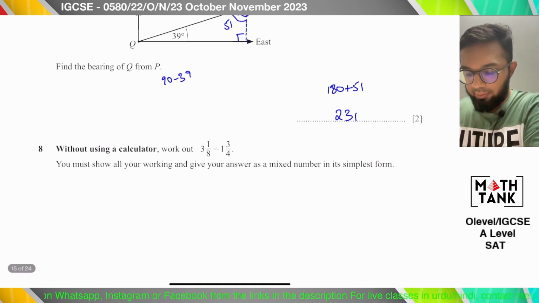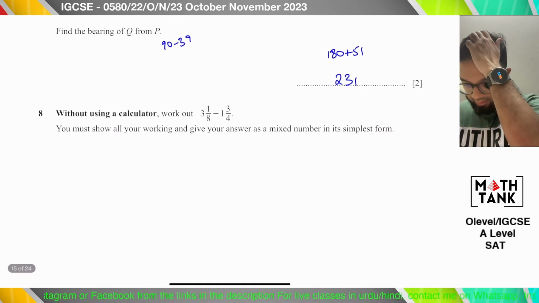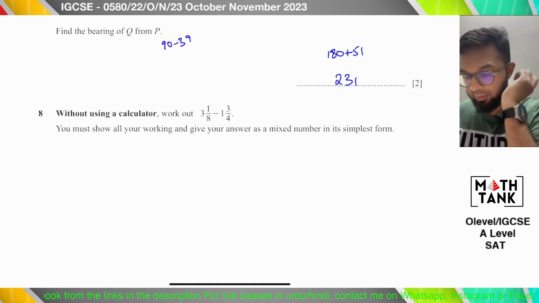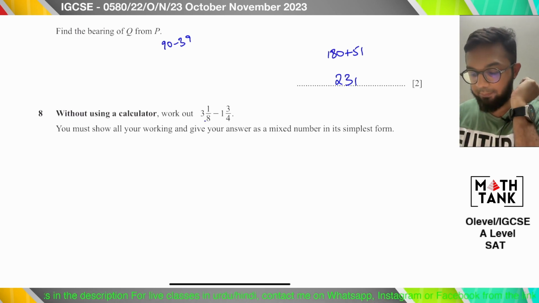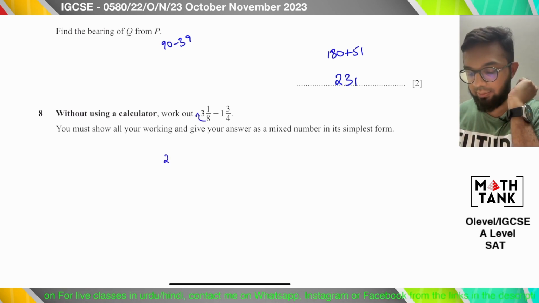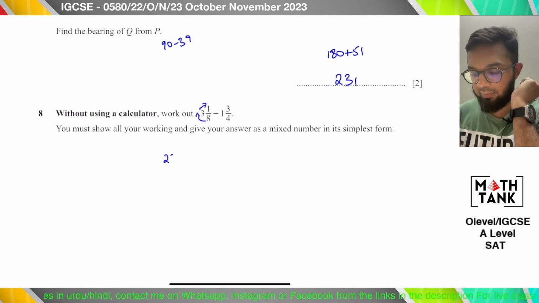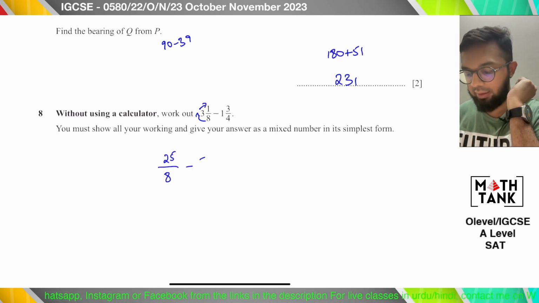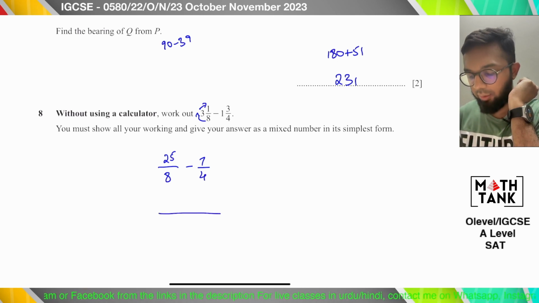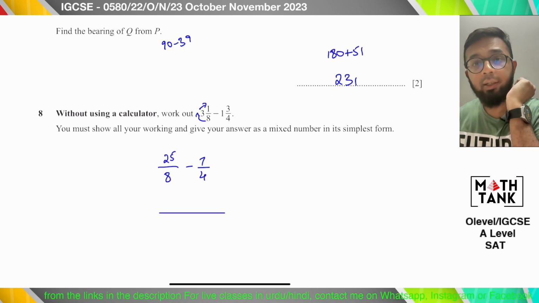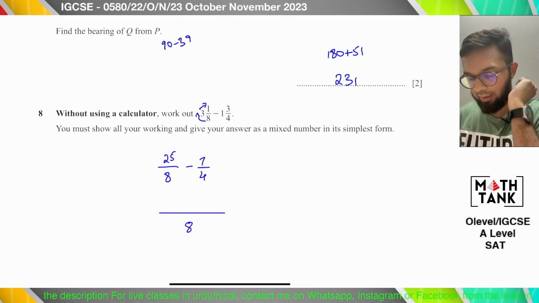Okay, that was simple. Without using a calculator, work out 3 whole 1 over 8 minus 1 whole 3 over 4. You must show all your working. So let's multiply: 8 times 3 is 24, plus 1 is 25, so 25 over 8. 4 times 1 is 4, plus 3 is 7, so 7 over 4. You take a common denominator.